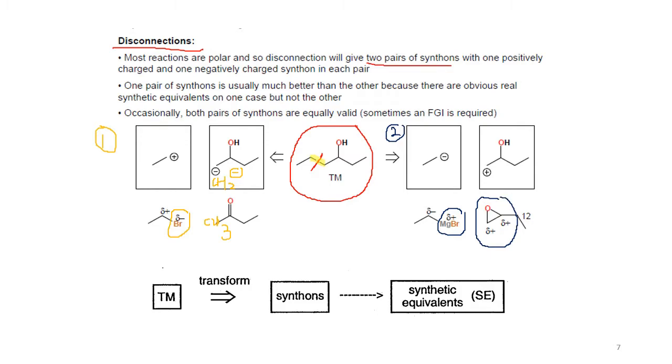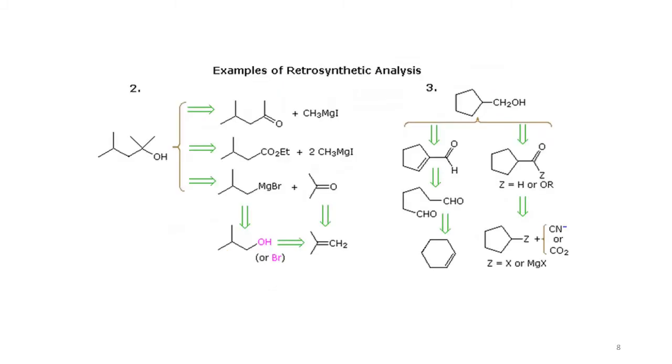So to summarize, the target molecule is obtained from synthons, which represent the synthetic equivalent. Okay, this is an example of how we do retrosynthetic analysis.